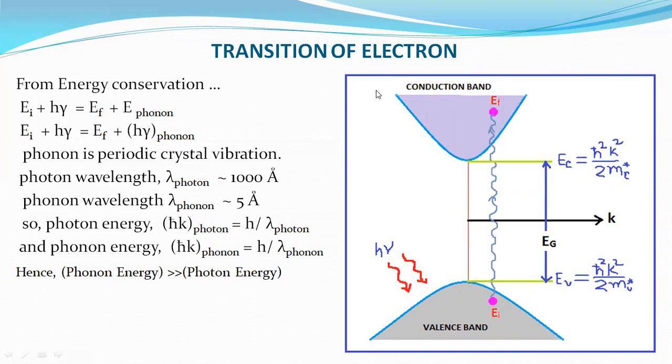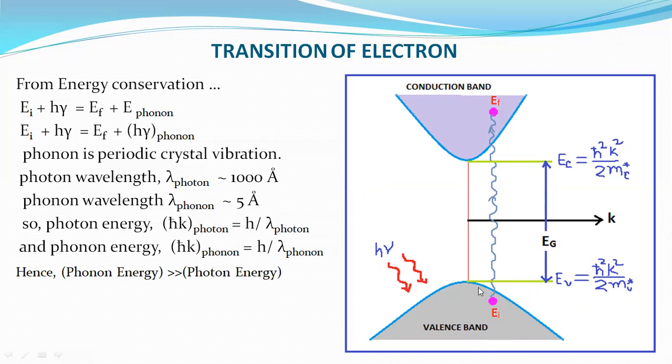Now, if we consider the transition of an electron from the valence band to the conduction band or vice versa, and apply energy conservation here, let's consider some electron inside the valence band having some energy state EI. It has to go to the energy level EV, and only then can it jump to the conduction band. It gets its energy from a photon. Initially it was in the EI energy state, then from EI it will go to EV.